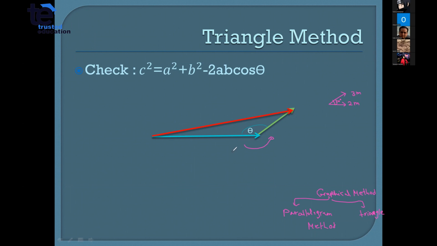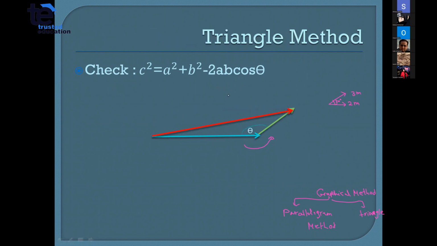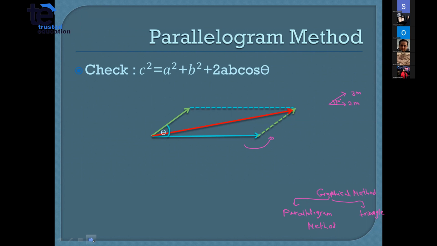Just notice the way, and check them algebraically. I will show you later how to check your resultant algebraically by using the cosine law. I know that the cosine law was just introduced in your math course, so you already know about it. But before we check and solve problems together, I will introduce the parallelogram method.